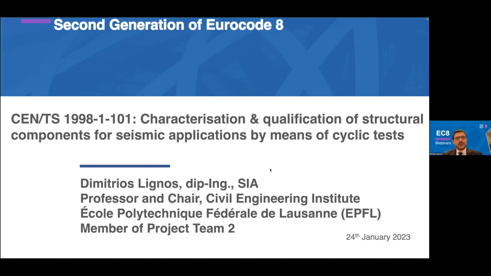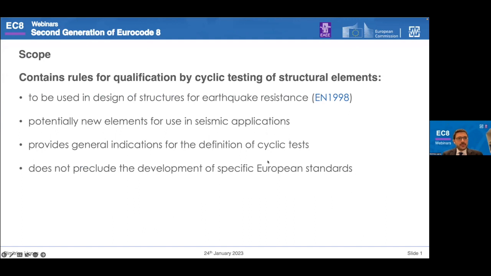So a little bit on the scope of this document. The new technical specification on seismic testing essentially contains rules for qualification by cyclic testing of structural components. These components are intended to be used in the design of structures for earthquake resistance, according to the new Eurocode 8. Potentially new elements for use in seismic applications.